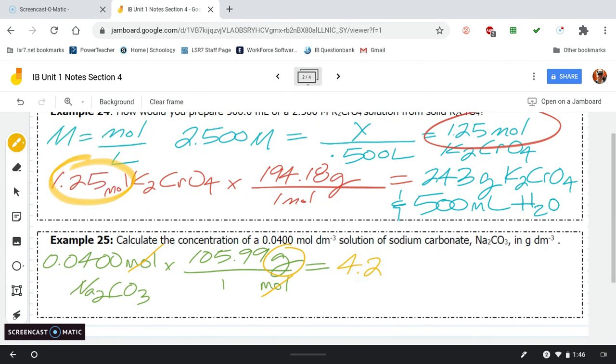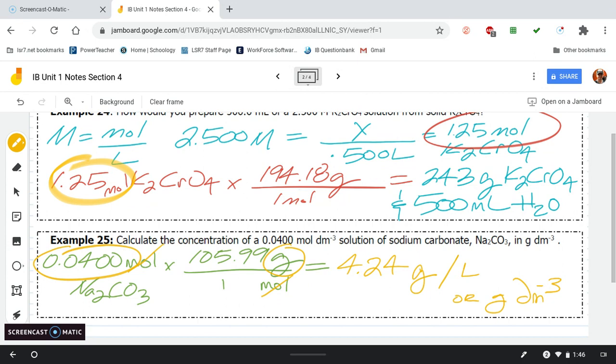There we go. And that's too many sig figs. This has 3, so let's just take this down to 4.24. Looks like 4.24. So get rid of that guy. There we go. So it's 4.24 grams per liter, or grams per decimeter cubed.